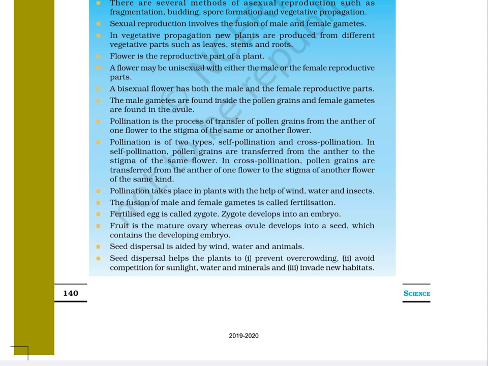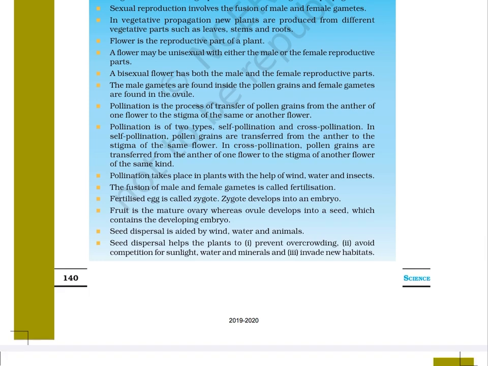16. Seed dispersal is aided by wind, water, and animals. 17. Seed dispersal helps the plants to: 1. Prevent overcrowding, 2. Avoid competition for sunlight, water, and minerals, and 3. Invade new habitats.